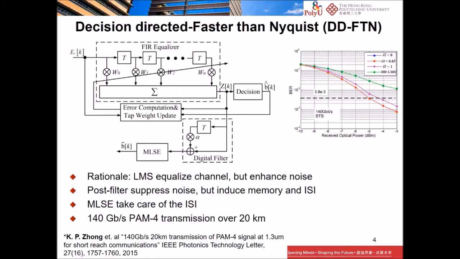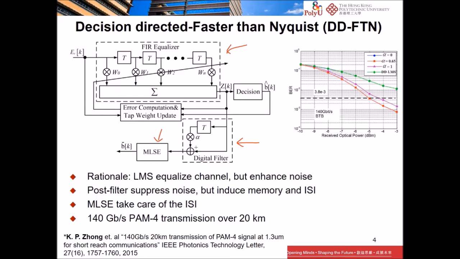So recently, we proposed a new hybrid structure called the decision-directed faster-than-Nyquist. It consists of 3 components. The first component is a regular FFE. Then what we do afterwards is that we pass the filter output of the FFE through what we call a post filter. And then afterwards we put it through a maximum likelihood sequence estimation.